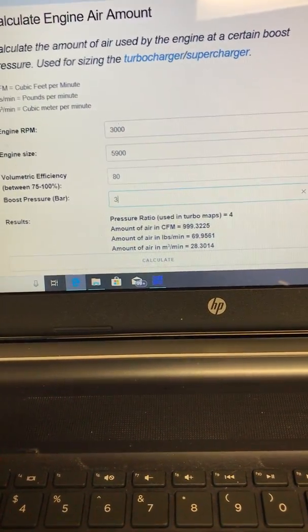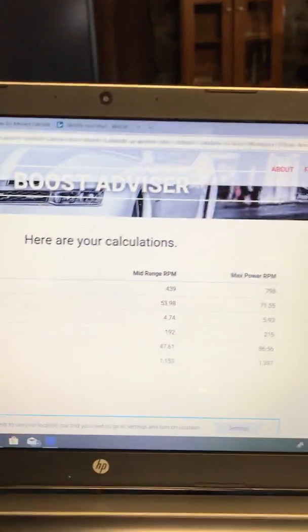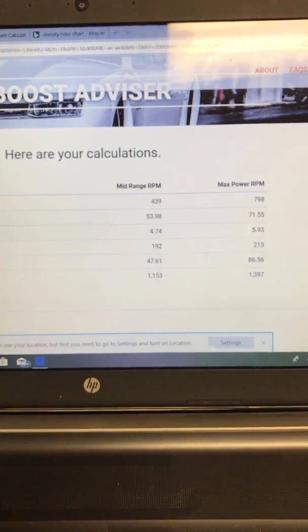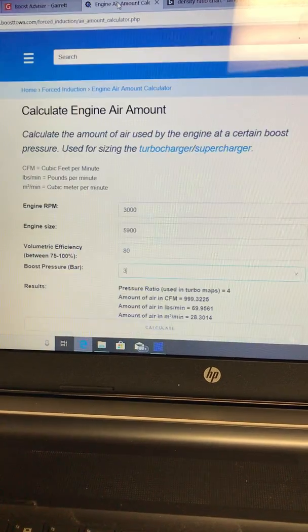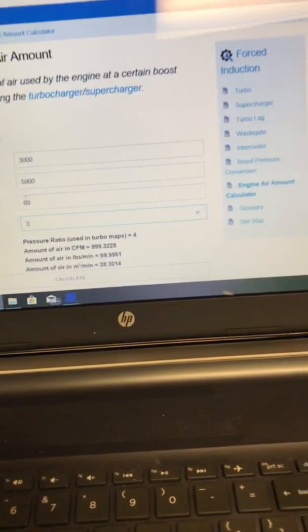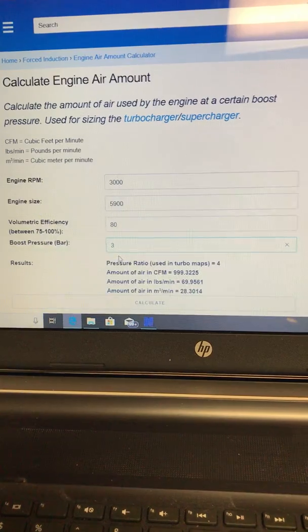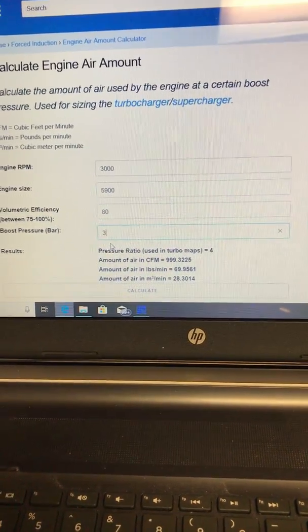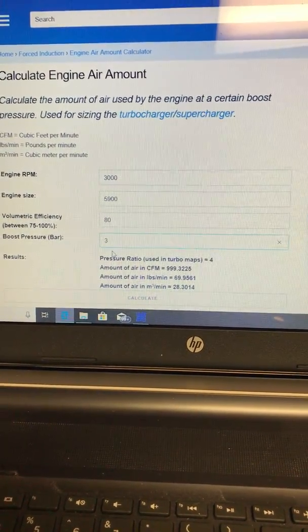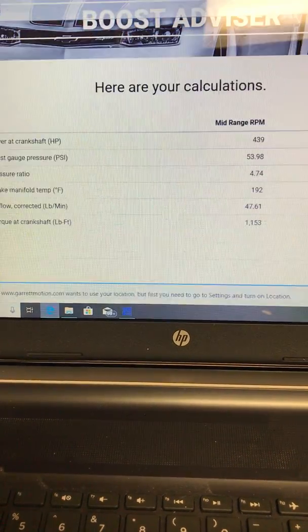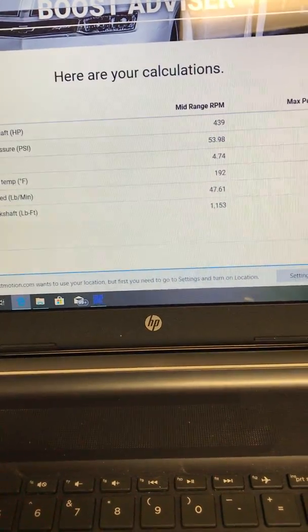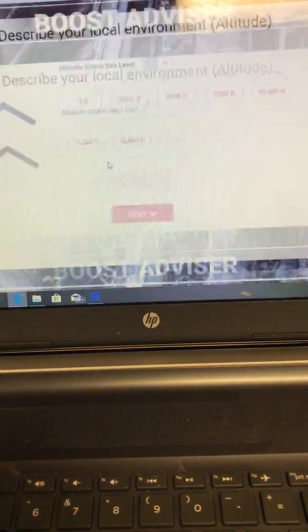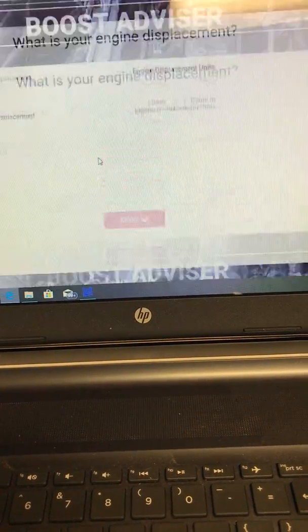The other one that I really like is Garrett's Boost Advisor, and this thing has come and gone a couple times. I had it on my phone, and then at some point it went away. Boosttown, basically, you give what your engine is and how fast you're spinning it, and it tells you how much air it's bringing in. Boost Advisor goes the opposite. Boost Advisor asks you, let me go back here to the beginning. So Boost Advisor says, how much power do you want to make?